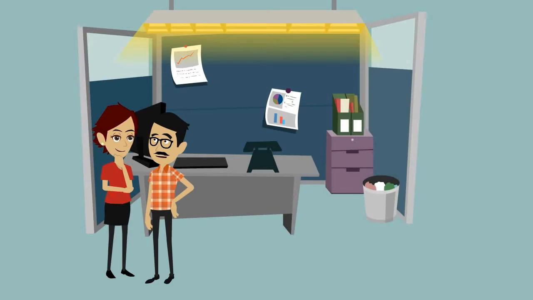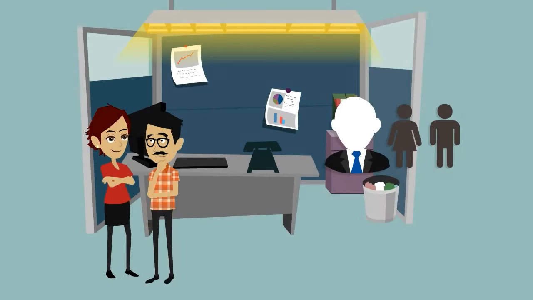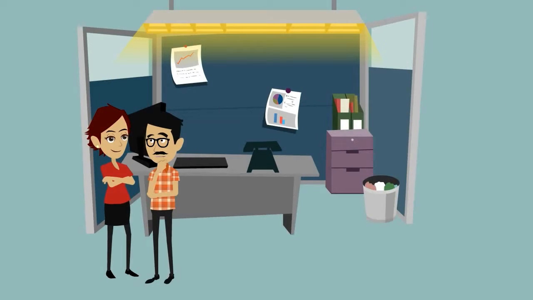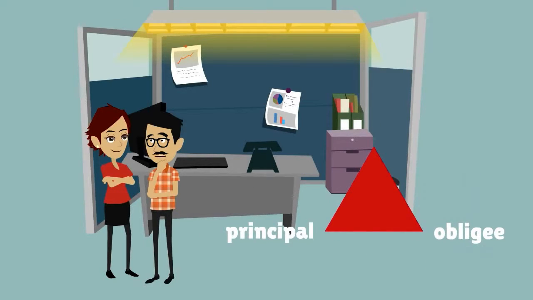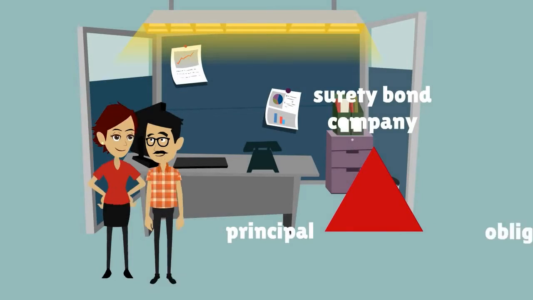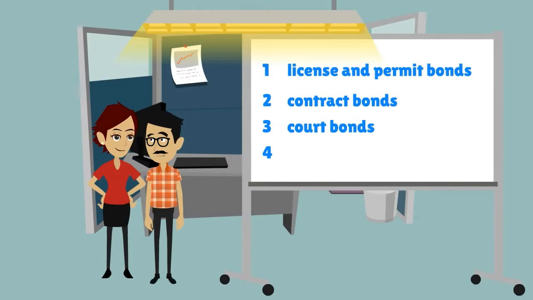In general, surety bonds are not designed to protect your business, but rather to protect the public from dishonest business practices. A surety bond is a three-way agreement between you, the principal, the obligee, typically a government department, and the surety bond company, which ensures that the bonded principal will comply with all the rules and regulations. There are four main types of surety bonds: license and permit bonds, contract bonds, court bonds, and fidelity bonds.